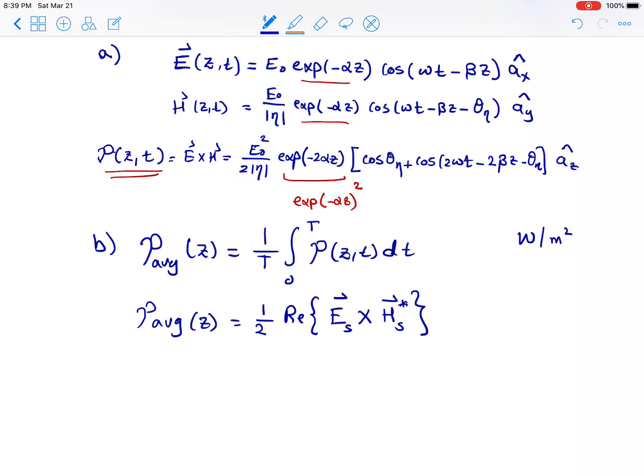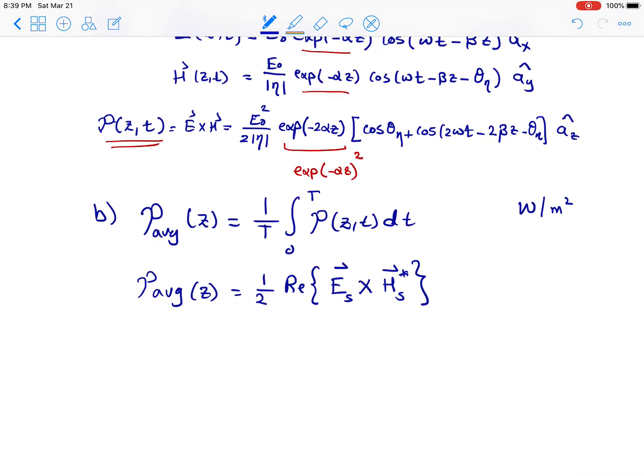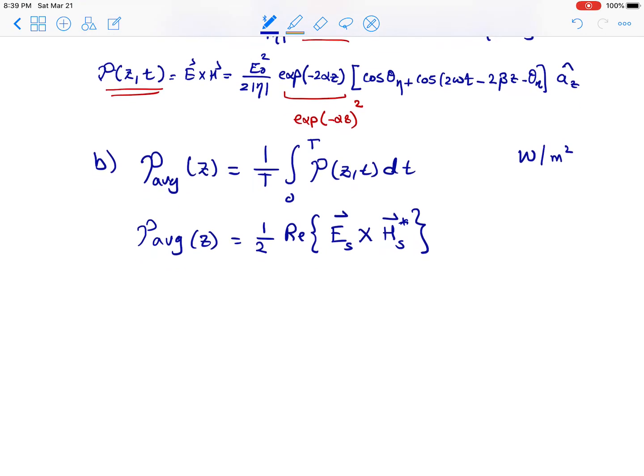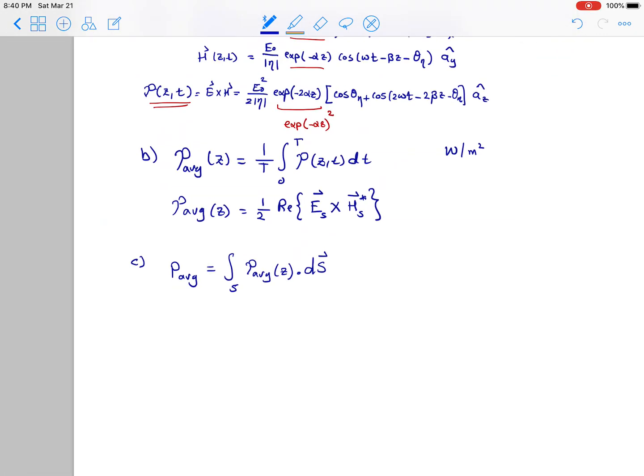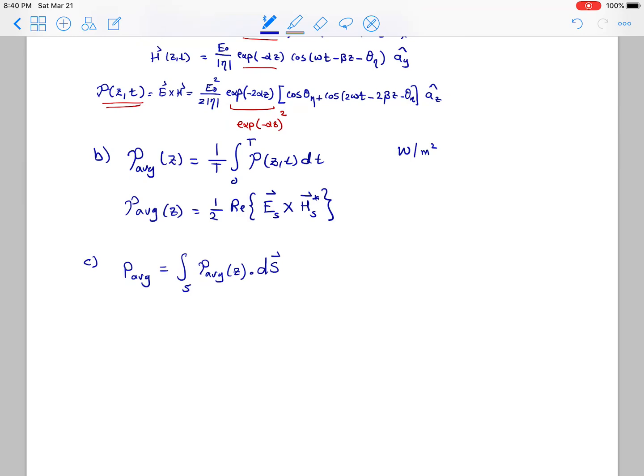Let's derive the last one. If we want to get the total time average of power crossing a specific surface, we have to do a surface integral of that. Since we're doing the surface integral, the result of that integral shouldn't be a vector, it should be a scalar. And that's what we get.